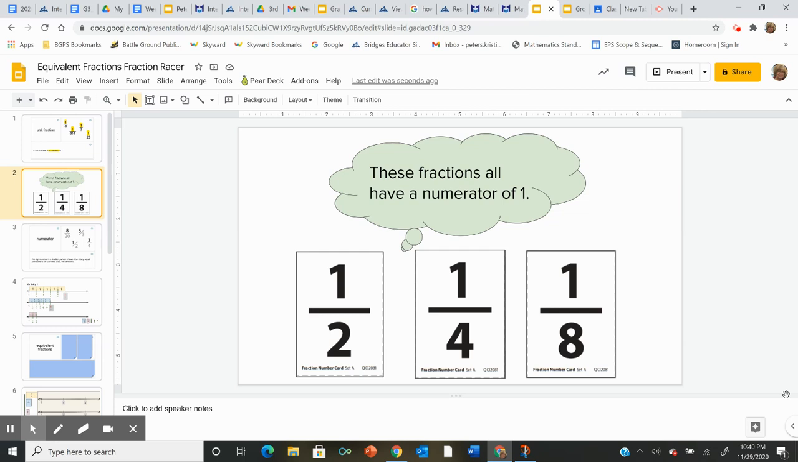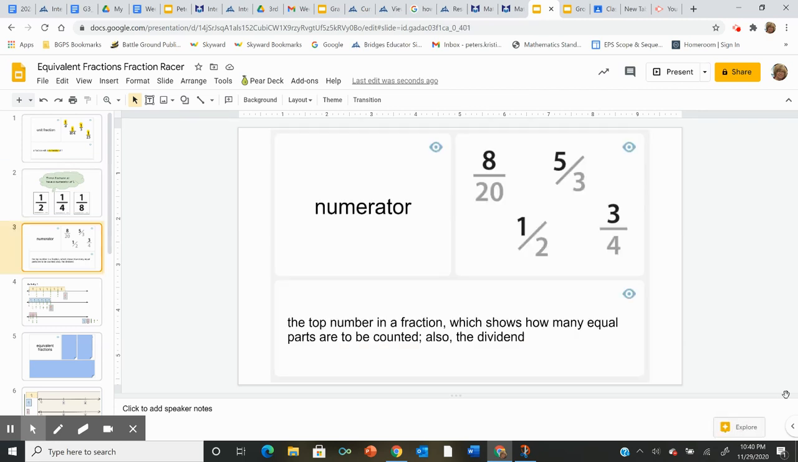During the month of November, we collected fraction pieces. We collected halves, fourths, and eighths, and those were all unit fractions. Now, let's think about the word numerator, because we know in a unit fraction, the numerator has to be one. So the numerator is the top number in a fraction, which shows how many equal parts are to be counted. It can also be called the dividend.